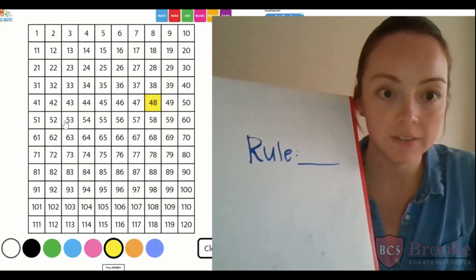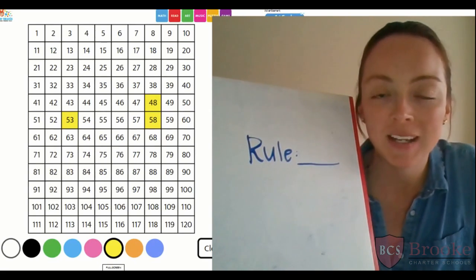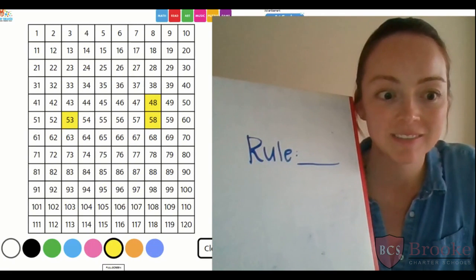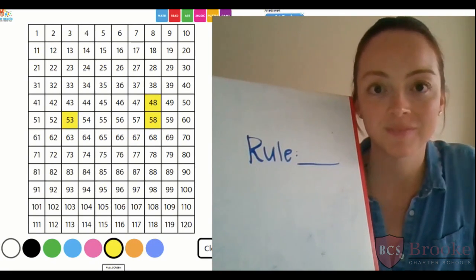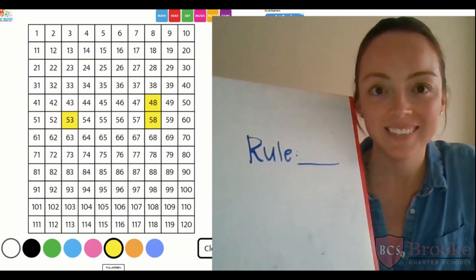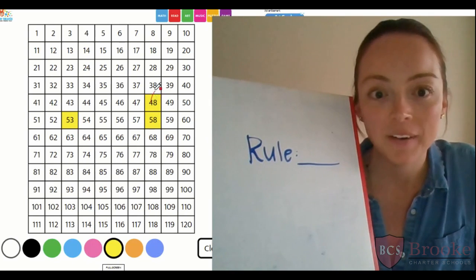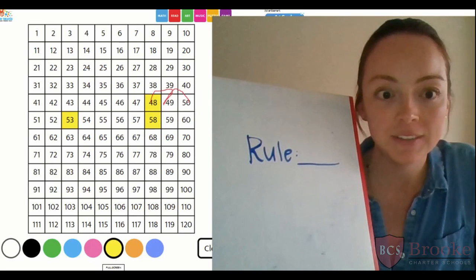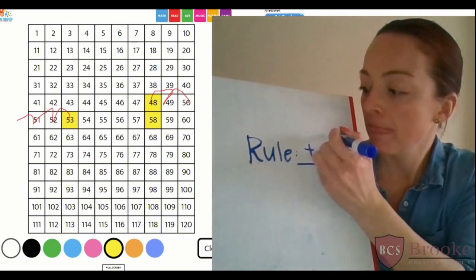Then I'm moving to 53 and 58. All right, see if you can figure out what I'm counting by jumping on the hundreds chart. Get to work. Nice, you probably figured out my pattern, but let's count together. 1, 2, 3, 4, 5. You got it, it's a +5 pattern.